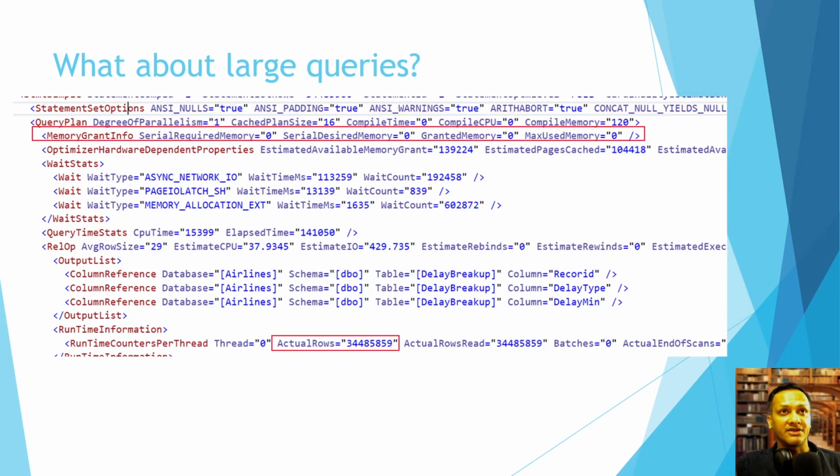Now, having said that, you might ask the question, then what about a large query, a query that's fetching millions of rows of data? If you look over here in this execution plan, you can see that again, I've got actual rows of about 34 million rows being fetched from the table. And even though there are 34 million rows being fetched, you'll see that I've got maximum degree of parallelism equal to 1. And you'll see that the serial, desired, granted, and max memory is pretty much 0.